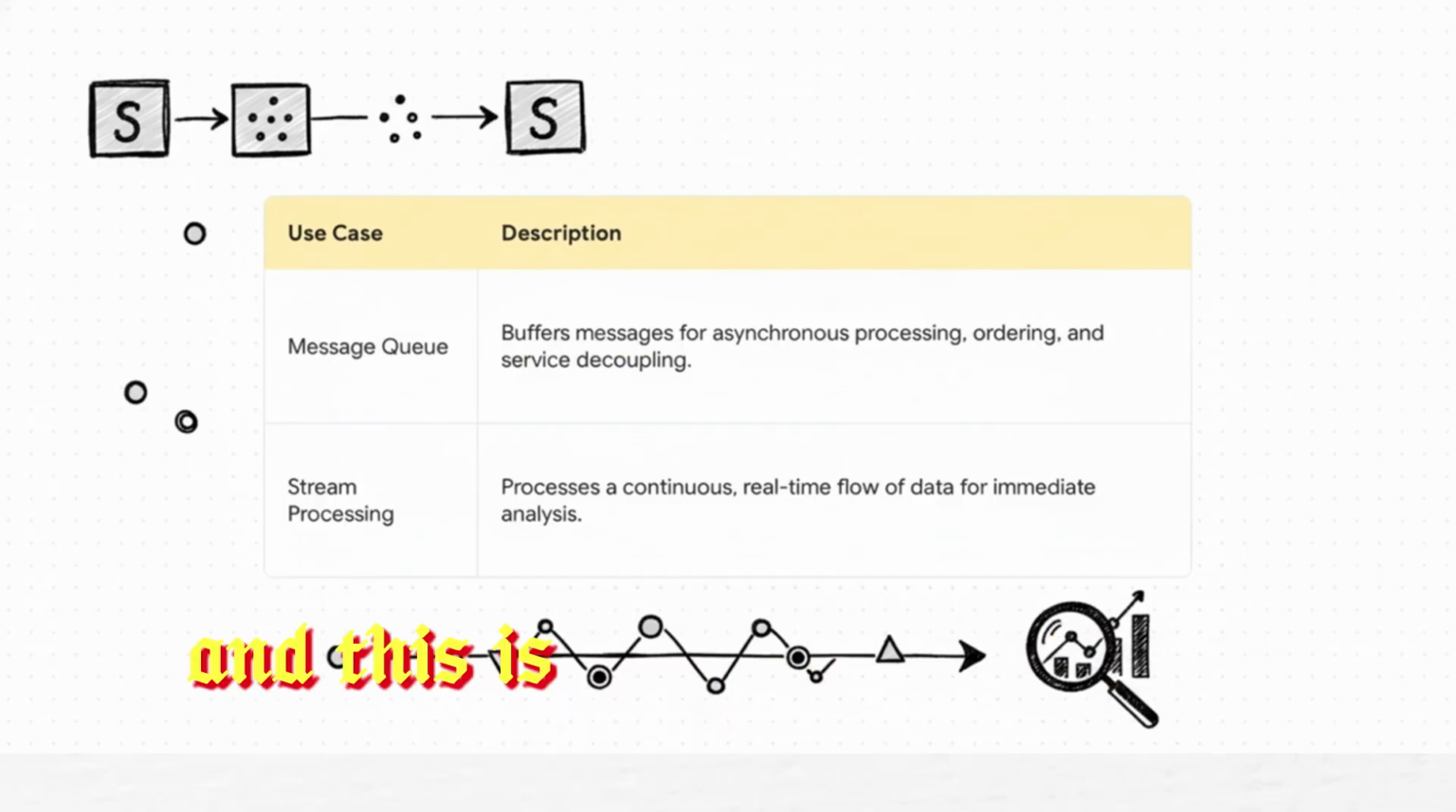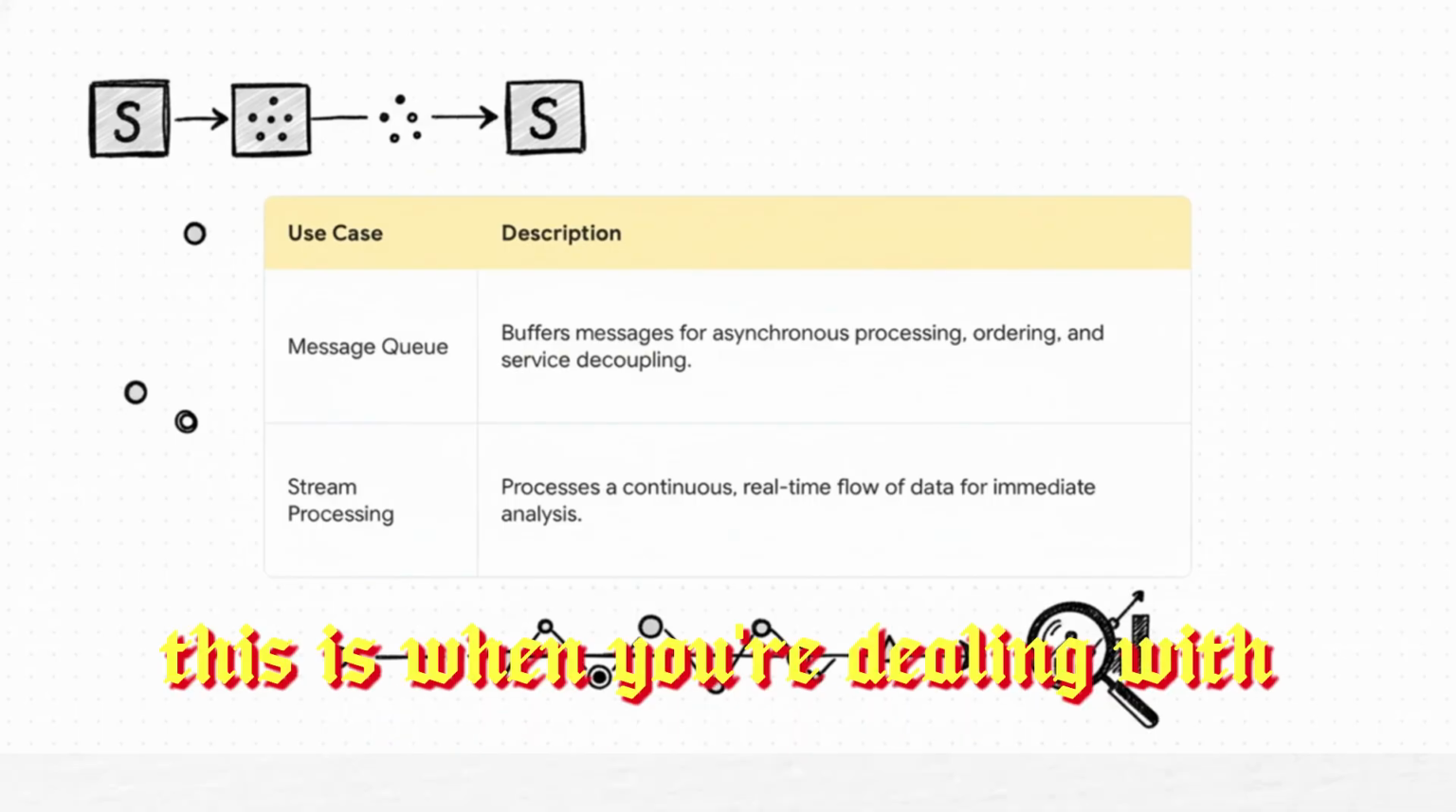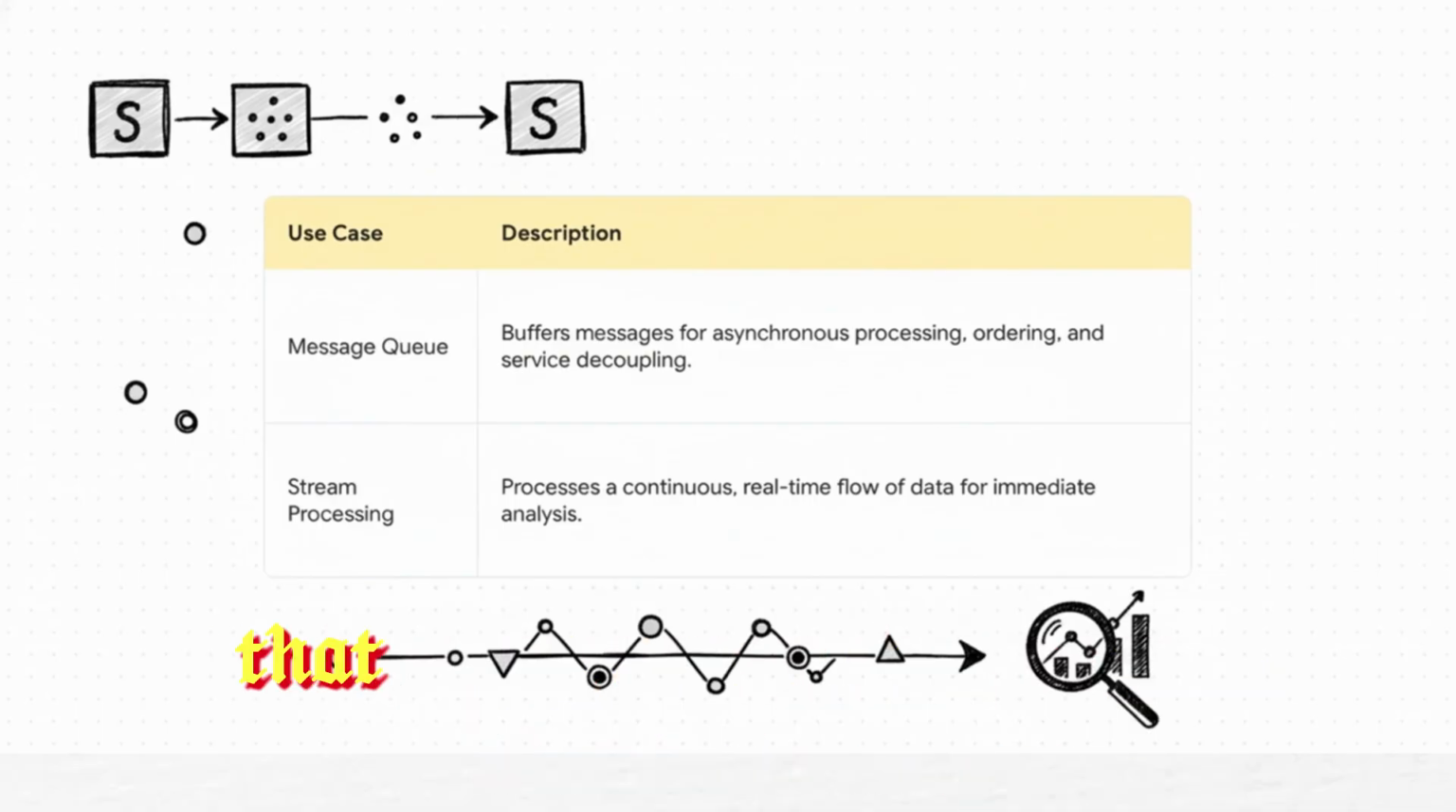The second role, and this is where Kafka really gets powerful, is for stream processing. This is when you're dealing with a never-ending flow of real-time data that you need to analyze or react to, like right now.